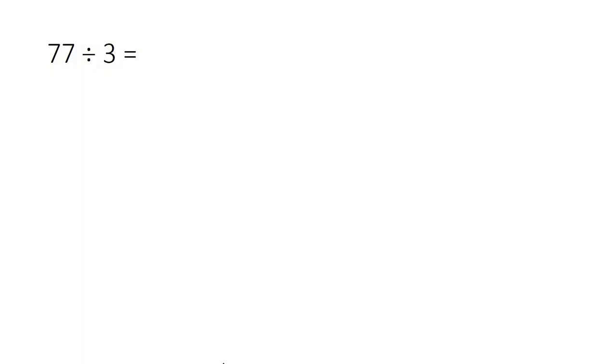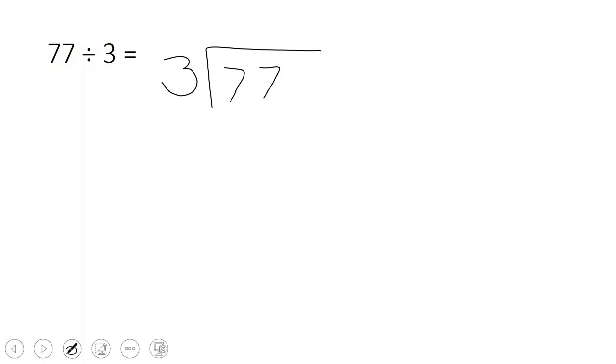Hopefully you've all tried it out by now, so let's take a look at how we would solve this. First off, we'd want to write it as long division. So I'm going to go ahead and put it in my long division box. Then I'm going to look at, okay, tens place first. So I'm going to look at just this 7. I start by dividing. How many times can 3 go into 7?